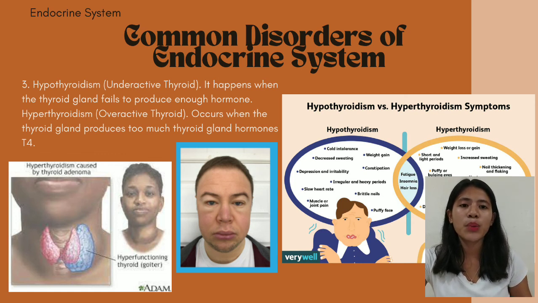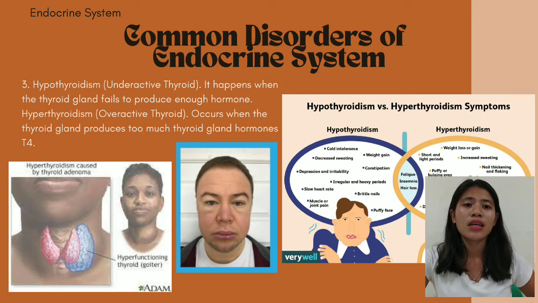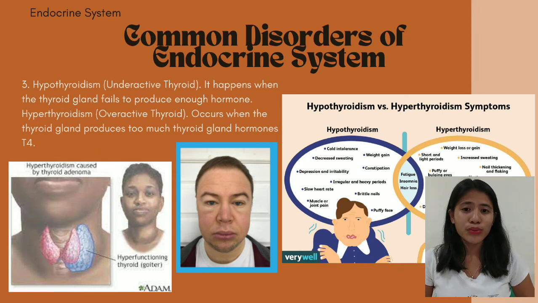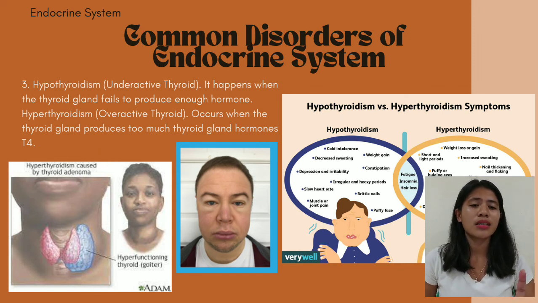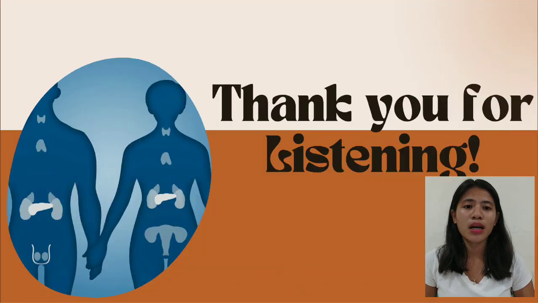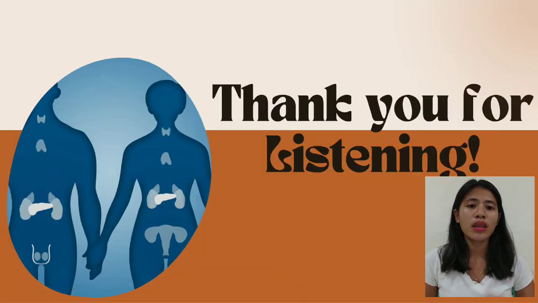And then the hyperthyroidism is the overactive thyroid. So ito naman yung mga people na yung thyroid hormones nila is na-produce ng too much thyroid gland hormones, which is the T4. So, as kung makikita natin, nandito naman yung symptoms ng hypothyroidism at symptoms ng hyperthyroidism. So, makikita rin natin dito yung people with hyperthyroidism and the people with hypothyroidism.